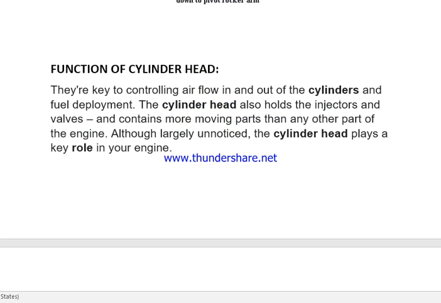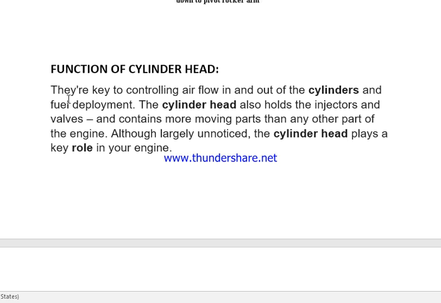What is the function of the cylinder head? Cylinder heads are key to controlling airflow in and out of the cylinders and the fuel deployment. The cylinder head also holds the injector in a diesel engine, and the valves, and contains more moving parts than any other part of an engine. Although largely unnoticed, the cylinder head plays a key role in your engine.